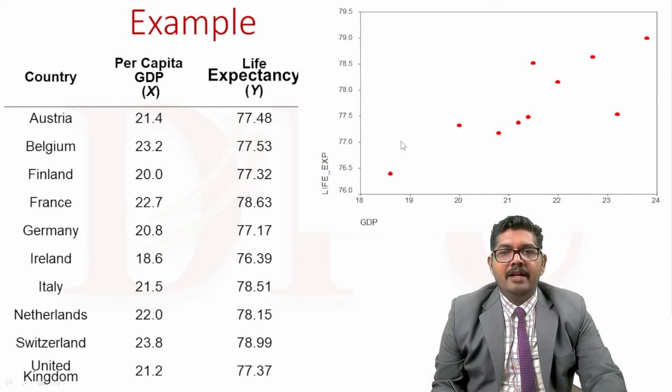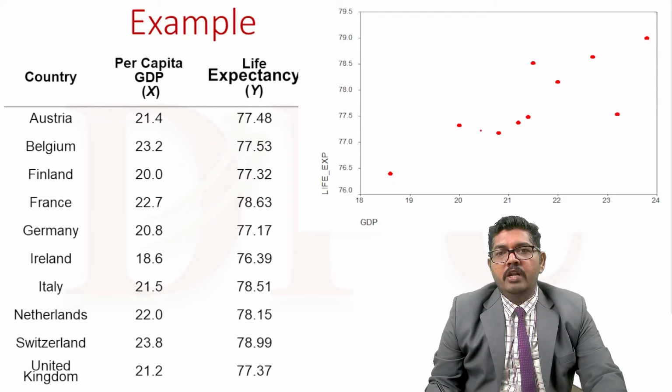So we get a scatter diagram for this, and from the scatter diagram itself we can say that there is a positive correlation, because when we draw a line of best fit from this scatter diagram, we will get a positively sloping line like this. Let me draw it.